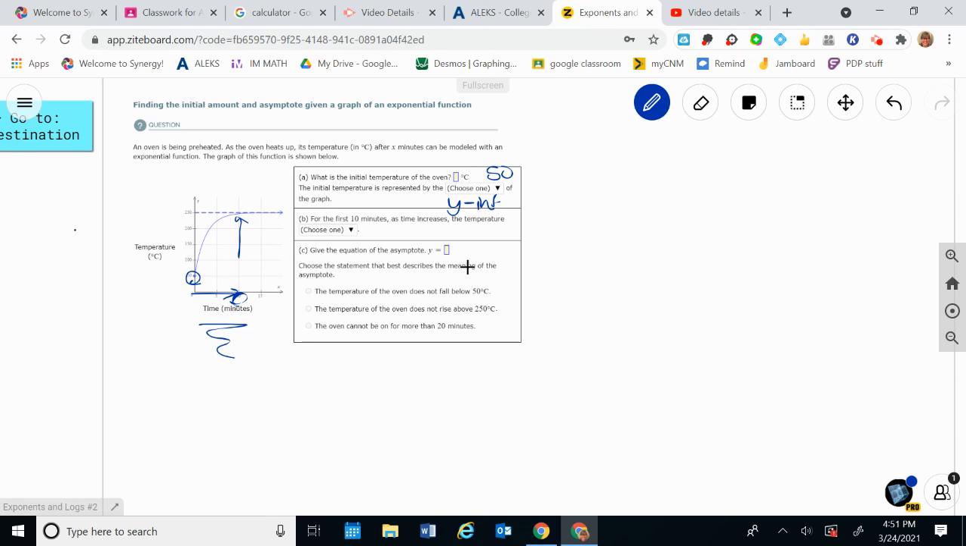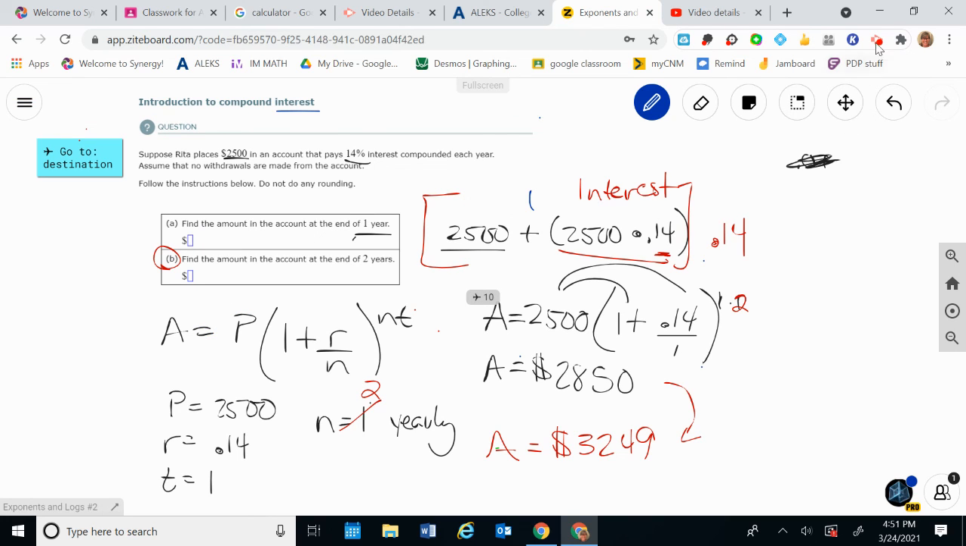Give the equation of the asymptote. Y is equal to 250. Choose the statement that best describes the meaning of the asymptote. The temperature of the oven does not fall below 50 degrees Celsius. Nope. The temperature of the oven does not rise above 250 degrees Celsius. It just shows you it'll approach it but never reach it. And that's the end of these notes.